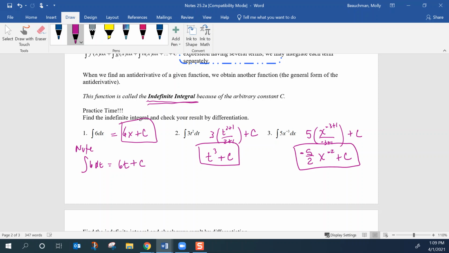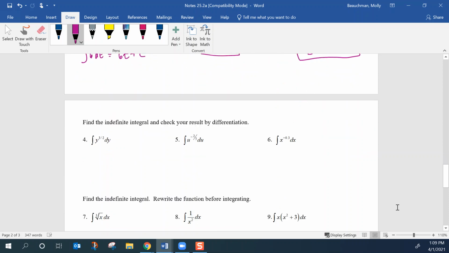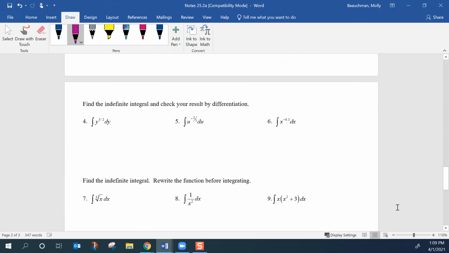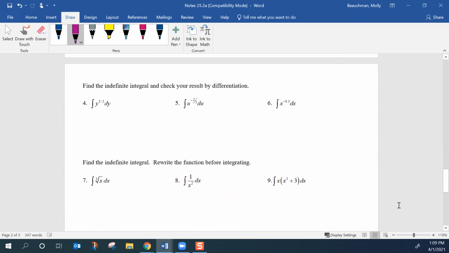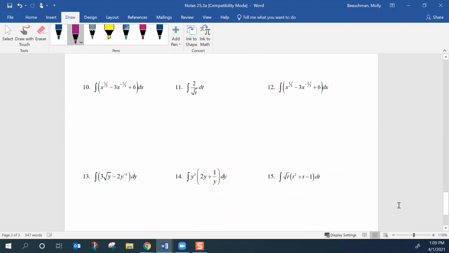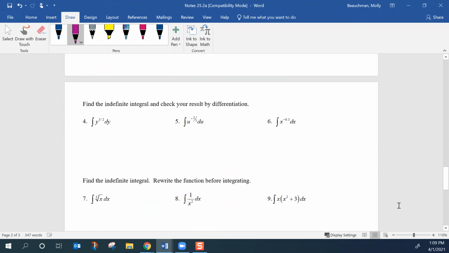All right, now that you've got the general idea, it's basically the power rule backwards, the power rule from derivatives. So I've got a lot of examples to practice in class. What we'll do is just pick out 2 or 3 of these.